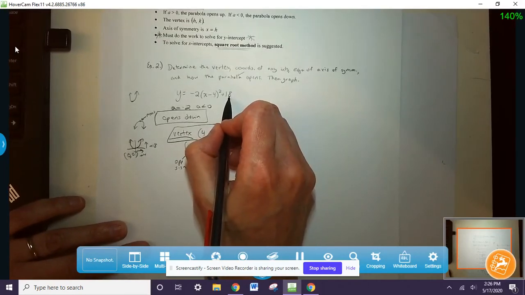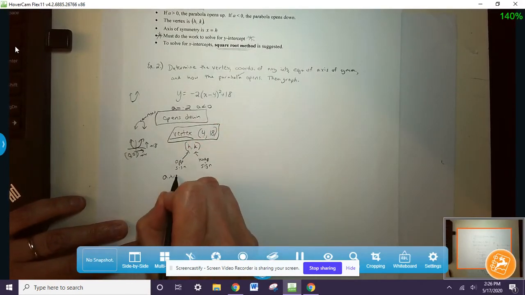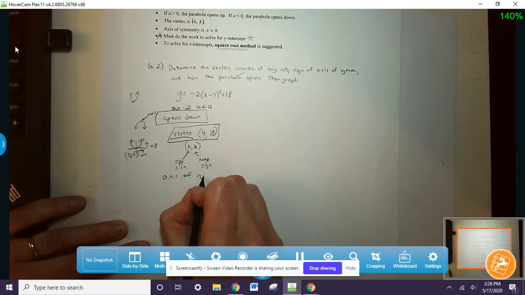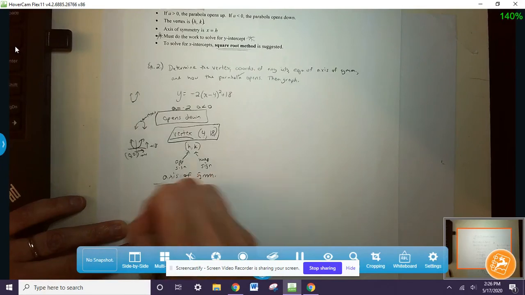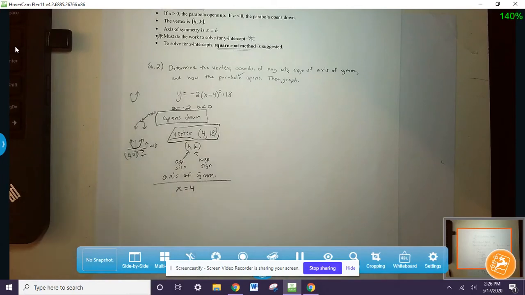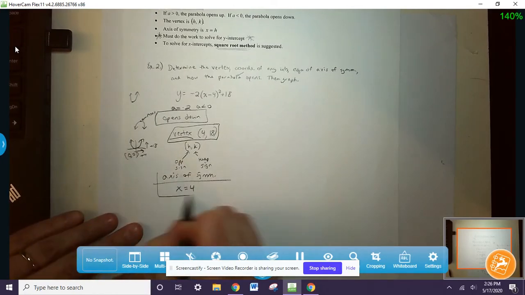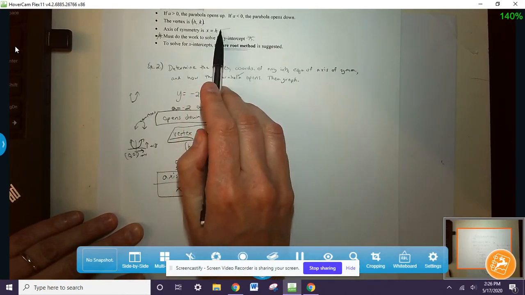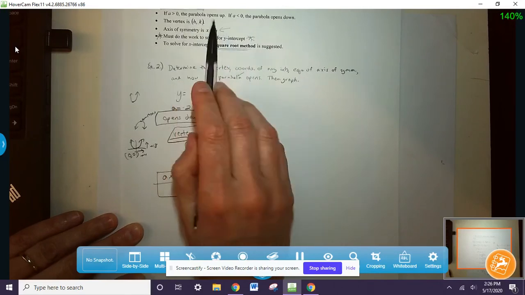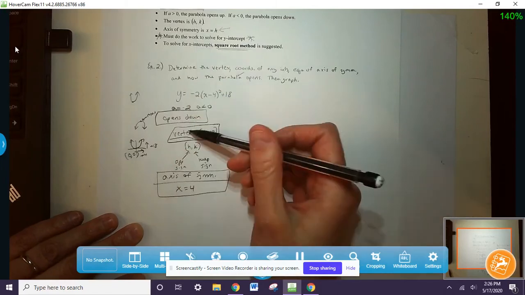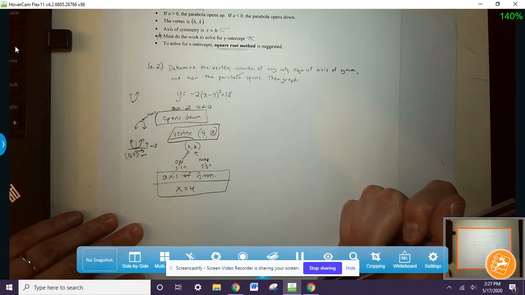It's all the same. And then for your axis of symmetry, the axis of symmetry is always the vertical line that goes right through the vertex. So the vertical line that goes right through the vertex is going to be x equals 4. And you can write that down in words if you want right here. Axis of symmetry is always the vertical line that goes through the x coordinate of the vertex. That's why whenever I find the vertex, I usually do the axis of symmetry right away.